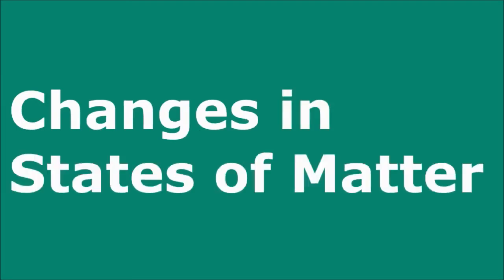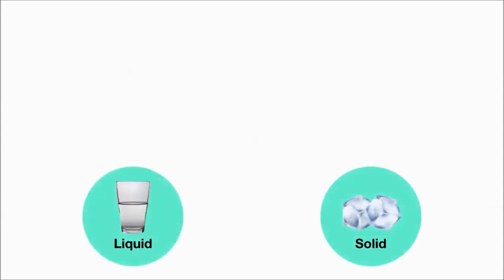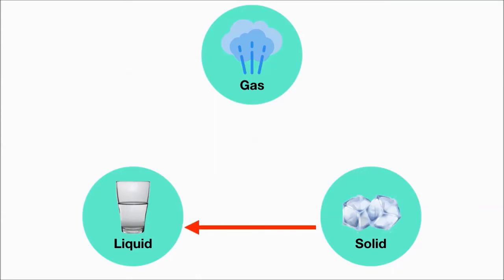Today we'll be learning about changes in the states of matter. Now you know there are 3 states of matter. There are solids, there are liquids, and there are gases. And you probably know that when a solid like ice turns into a liquid, we say that it's melting. And if a liquid like water turns back into a solid, we can say that it's freezing.